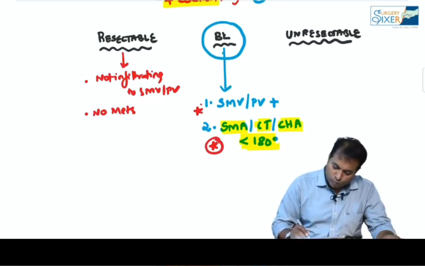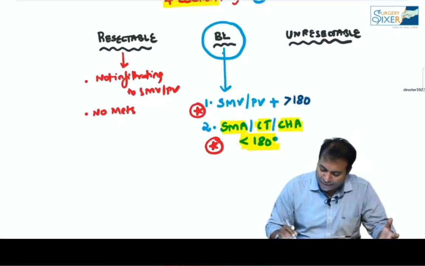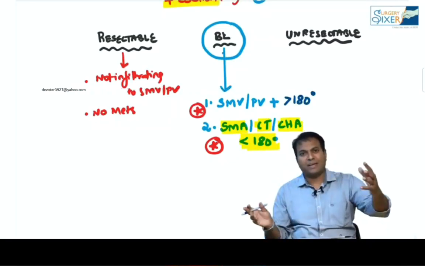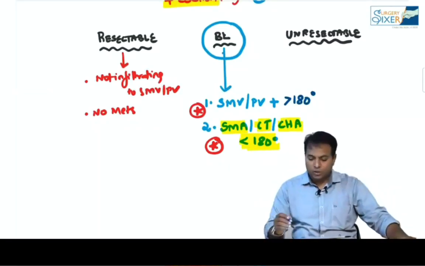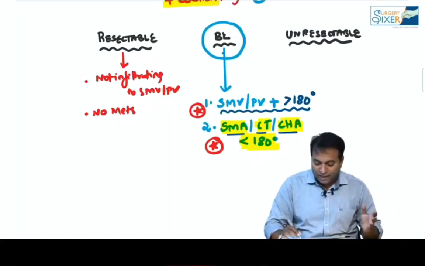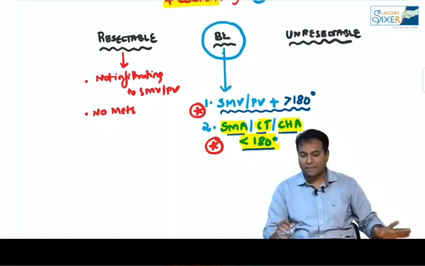So infiltration of the superior mesenteric vein or portal vein, even more than 180 degrees, is borderline resectable. Please remember, for the superior mesenteric vein or portal vein, even more than 180 degrees, we can resect the veins and do reconstruction or put a prosthesis between them. So they are borderline resectable tumors. Superior mesenteric artery, celiac trunk, and common hepatic artery infiltration less than 180 degrees, we can still do marginal resection and reconstruct. So this is borderline resectable.